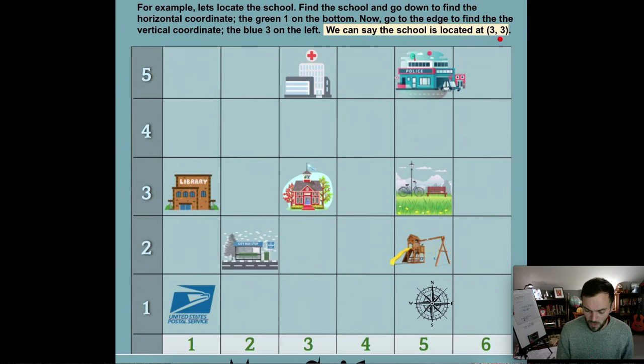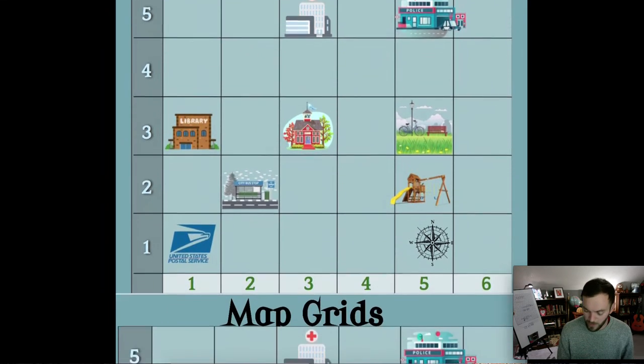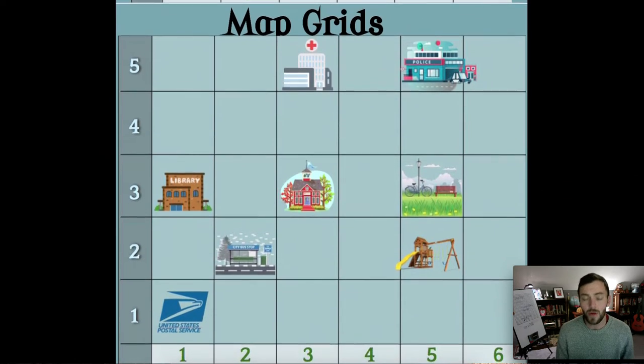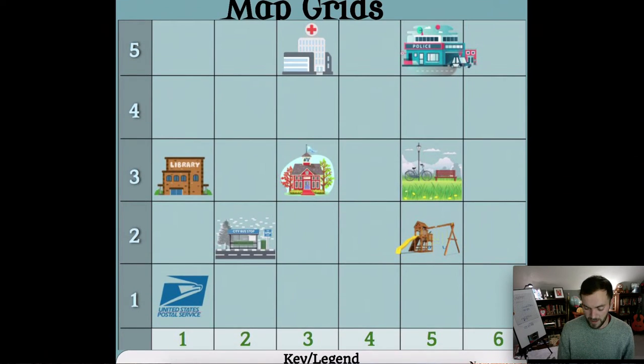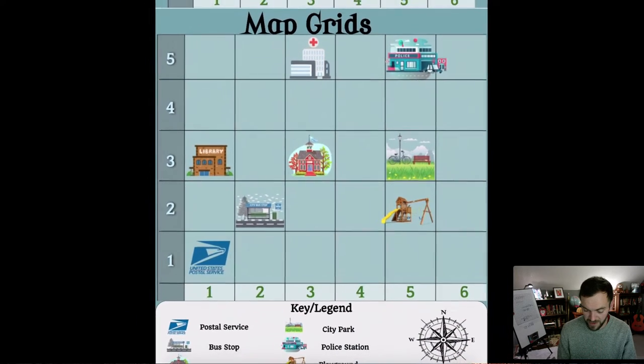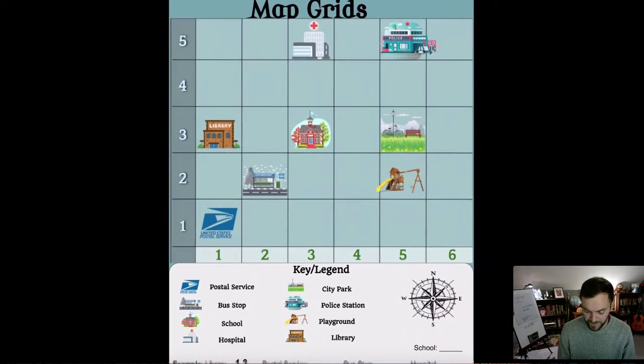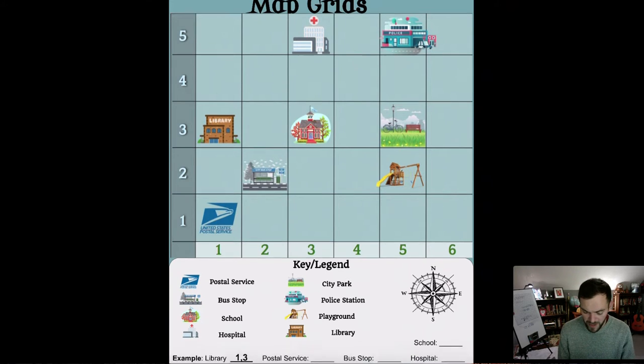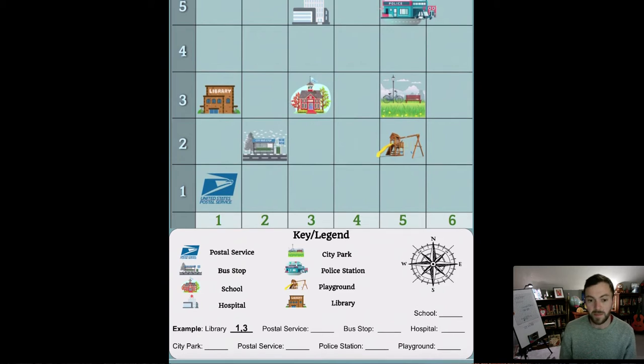Now, in the first work you're going to try out this week, we're going to locate some different places around this little town on this simple map. I've created a very simple map here for you to work with. And we have a key here, or a legend. We talked about that the past couple weeks. It tells you what the different buildings are. And below that, we have some spaces to write down these locations.